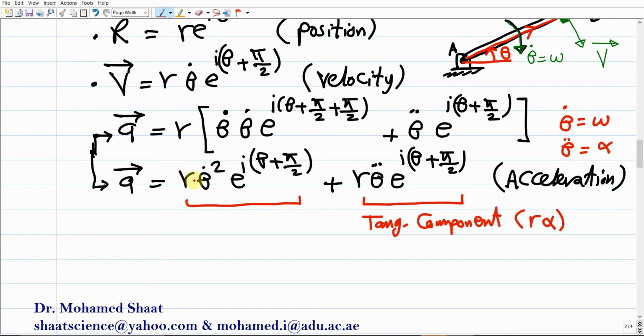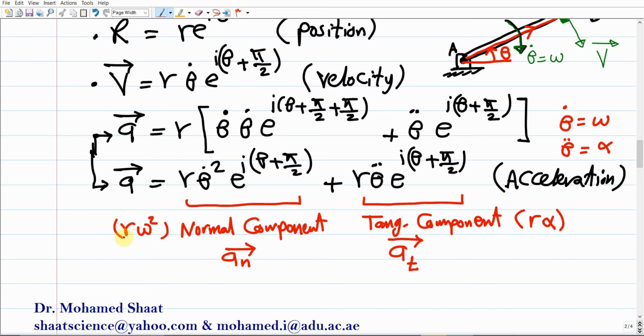And how about this term? Intuitively, this is going to be r theta dot, and theta dot should be omega. So this gives us r theta dot squared, which is r omega squared. So this should be the normal acceleration, the normal component of the acceleration. We're going to give a symbol to this one as a tangential vector, and this one a normal vector. Make sense? So this one is equivalent to r omega squared. Okay, so the acceleration has two components.